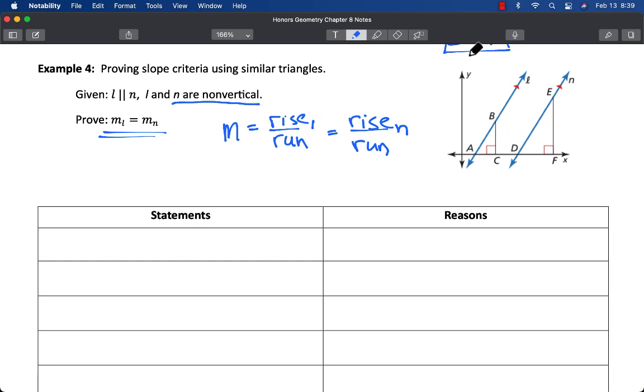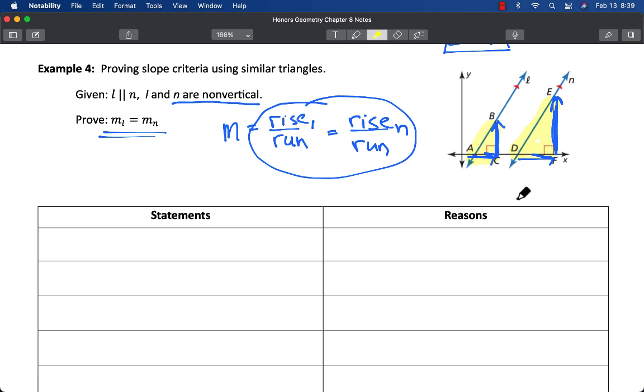Rise and run are just parts of our triangles here. Our rise is this BC, our run is AC in one triangle. In the other triangle, our rise is EF, and our run is DF. So use this idea that you're going to show these ratios are equal to each other because you have similar triangles. Those ratios will be proportional. That's what I want you to do. Give it a shot. We can check this in class tomorrow, but show that these two triangles are similar to each other, and therefore their corresponding sides are proportional.